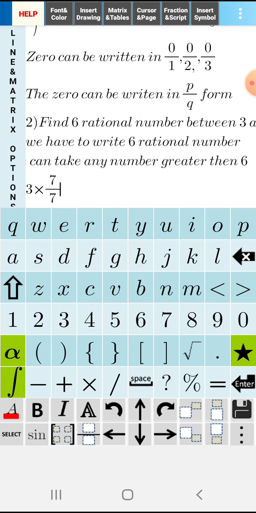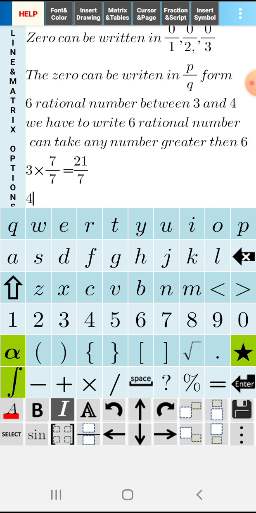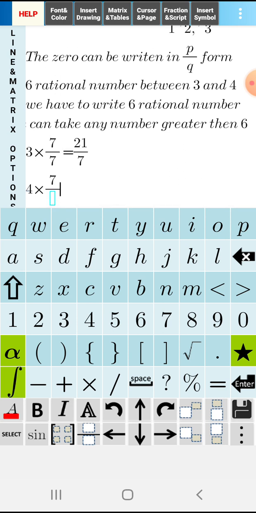So we get 21 by 7. And next we have to take 4. See here, they have given 3 and 4. So next is 4 into 7 by 7. Here also the same, because as I said, they want 6 rational numbers, which means we have to take greater than 6. If we take 6 only, how will we get 6? We will get 5. If you have doubt, take 6 here and you will get 18 by 6 and 24 by 6.